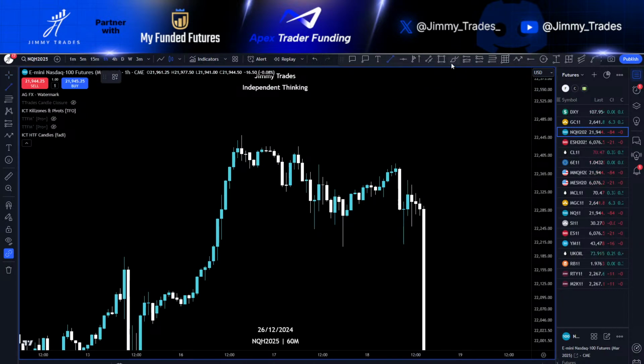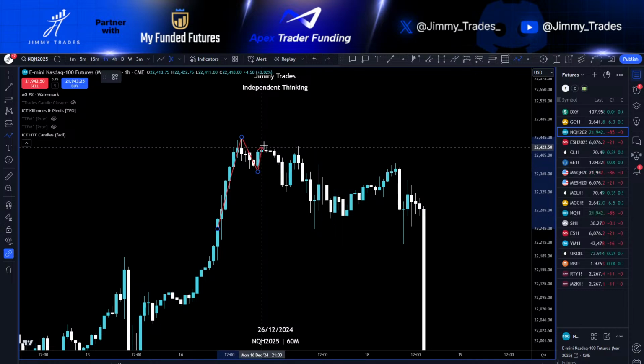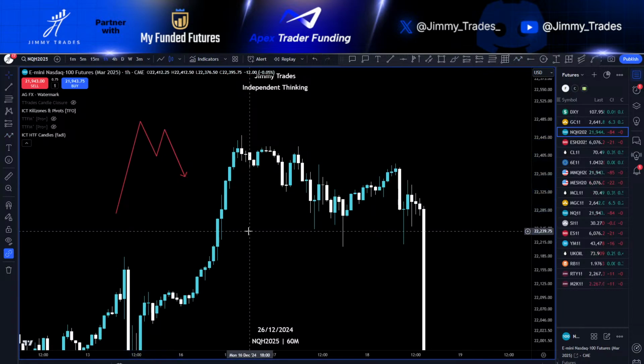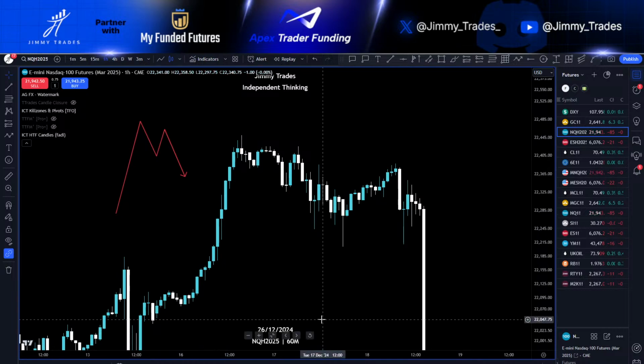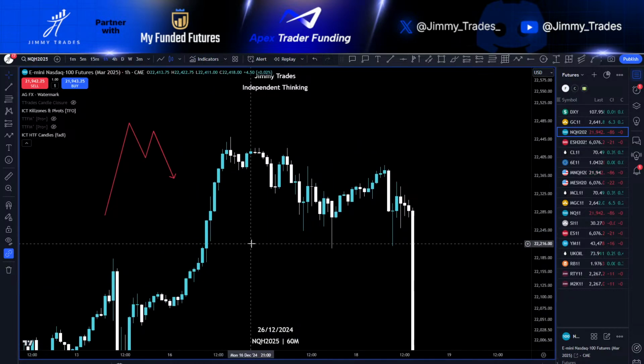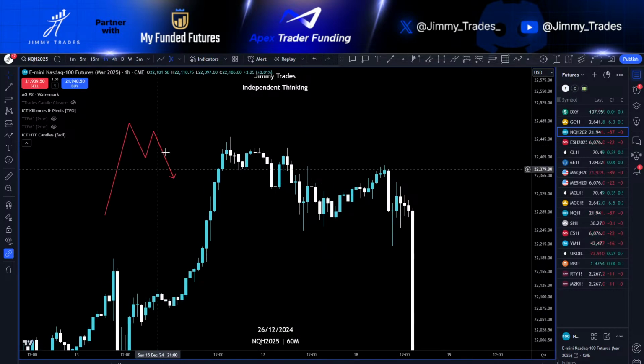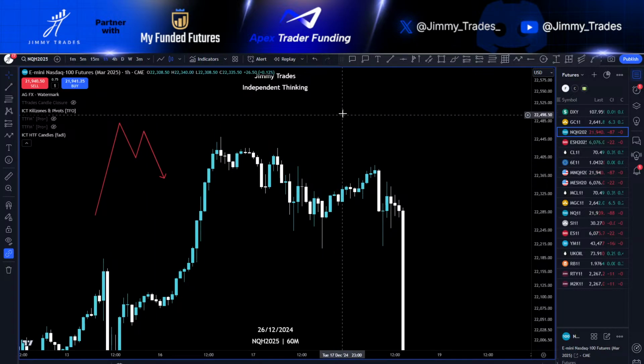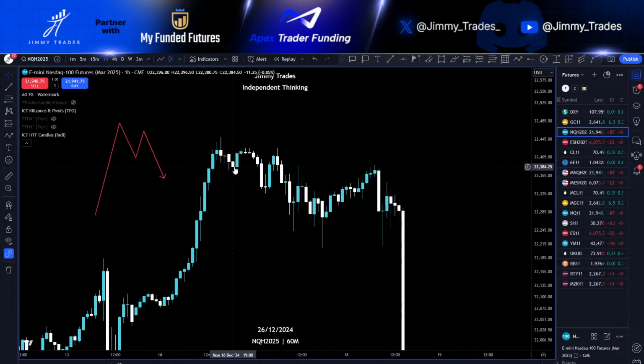So here's your failure swing. If you're bullish, it's a W. If you're bearish, it's an M. And I'd be looking for this level here. So we've got opposing candles.